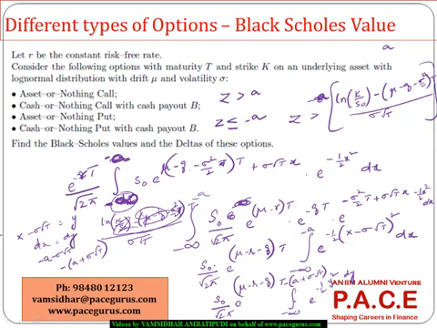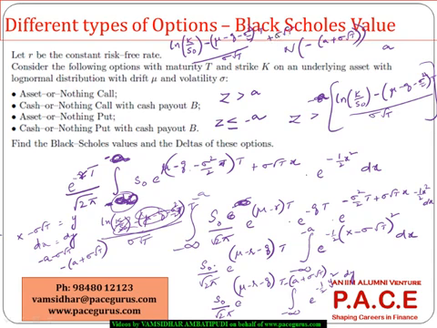So this is directly becoming N of minus of a plus sigma root t. A is coming out to be this much. So what is this? A is log k by S naught minus mu minus q minus sigma squared by 2 times t, by sigma root t. This is A plus sigma root t.